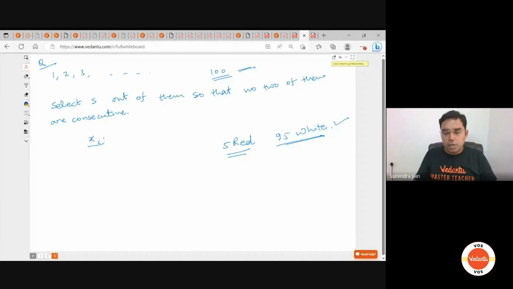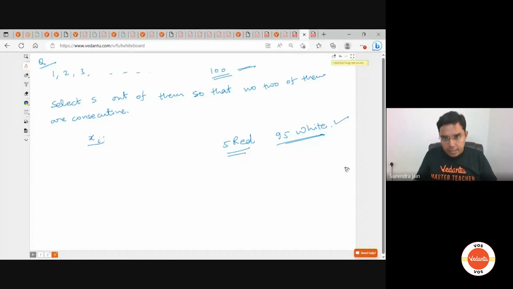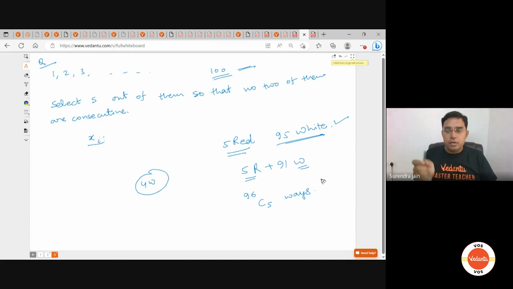Yes. Okay, now to make sure that no 2 red chairs are consecutive, I will keep 4 white chairs outside. So I will be having 5 red plus 91 white chairs, and this kind of arrangement can be done in 96 C5 ways. Because you have 96 places, you have to place 5 red chairs anywhere. But the problem was that there are chances that some of the red chairs will be consecutive. For that I have 4 white chairs. So between 2 red chairs, I'll put 1 white chair each, and that is the answer.